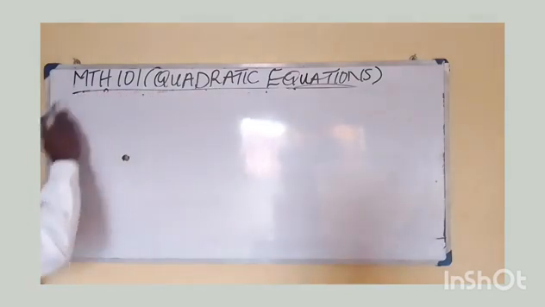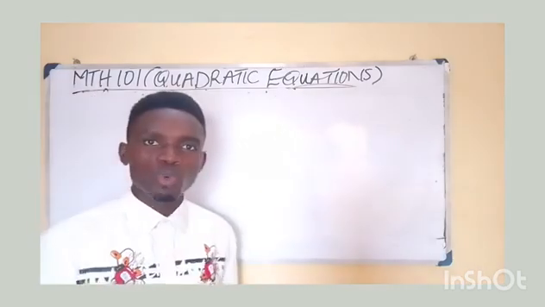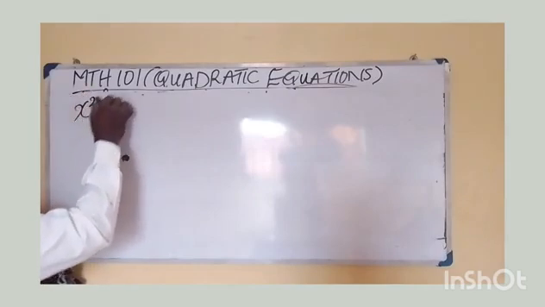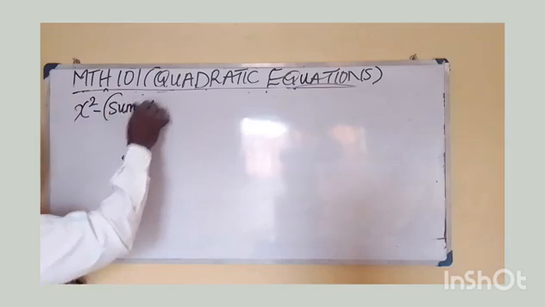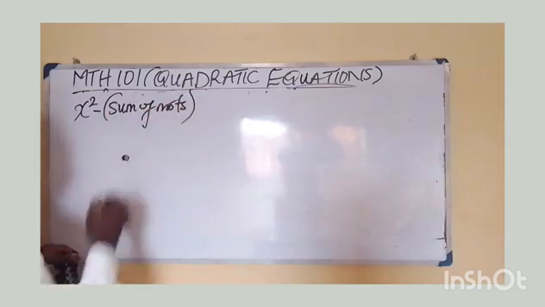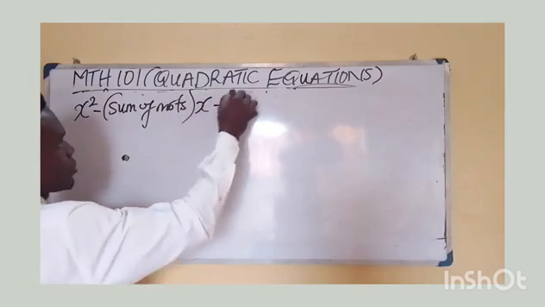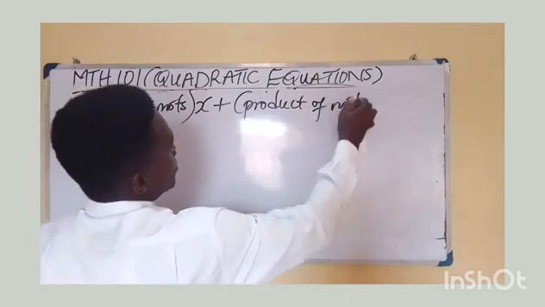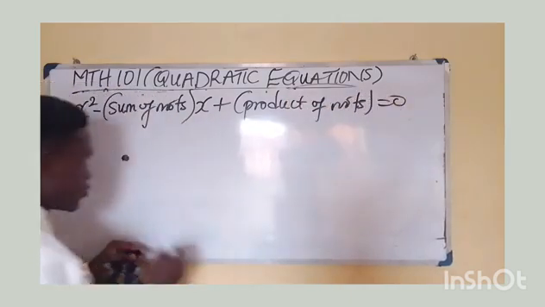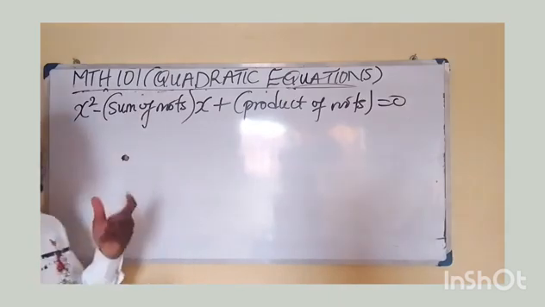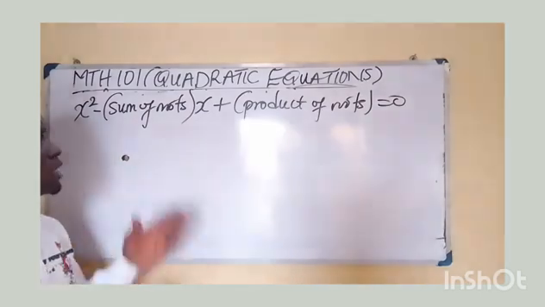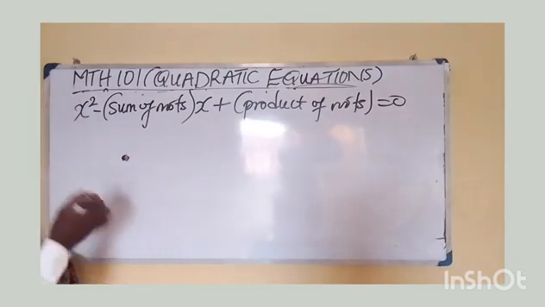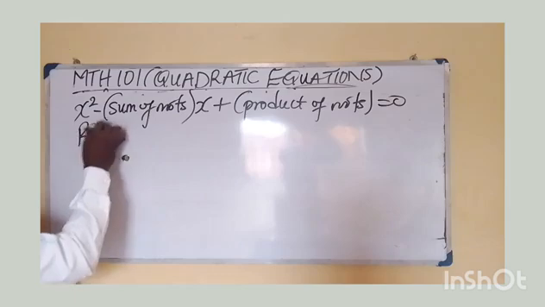To find a quadratic equation when roots are given, the formula is simply x squared minus the sum of roots times x, plus the product of roots, all equal to 0. When we are given roots and asked to deduce the quadratic equation, this is the formula you are expected to use.